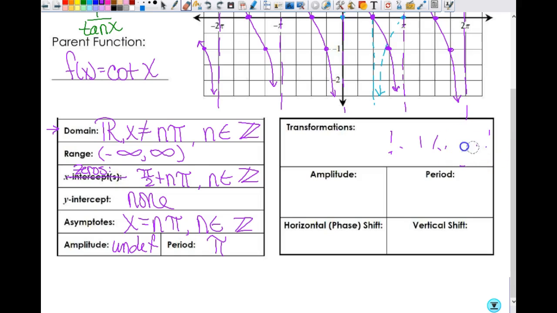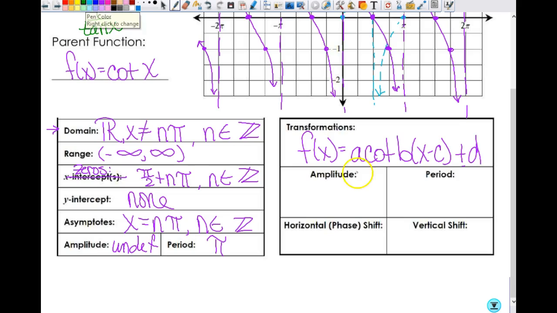Yeah, I'm sorry. Let me just start over because I had to scribble it out anyway. So I get f of x equals a times the cotangent of b times x minus c plus d. There we go. Is that right? I should mess up again. All right, so your amplitude is undefined, but you could still have a vertical stretch or compression.